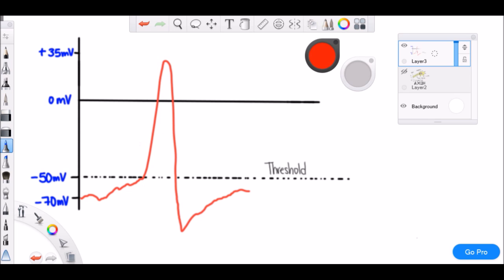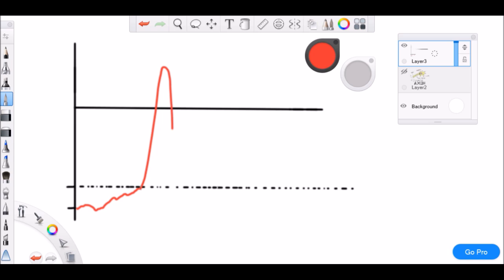Once hitting this threshold value of negative 50 millivolts, the membrane potential continues to depolarize until hitting positive 35 millivolts. This is where the voltage gated sodium channels inactivate and the voltage gated potassium channels open, thus repolarizing the neuron. Now, it is important to note that these voltage gated potassium channels actually open more slowly and stay open longer. I looked into why, and that's actually just because of kinetics. So I don't think the MCAT will actually ask you about that, but it's just a good fact to know.